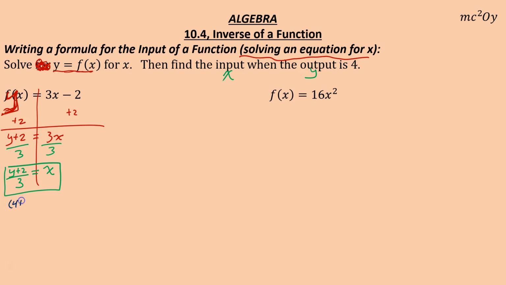So we have 4 plus 2, all over 3 equals x. That's 6 over 3 equals x. So x is 2. There we got it. Very good. Okay, let's try this next one here.